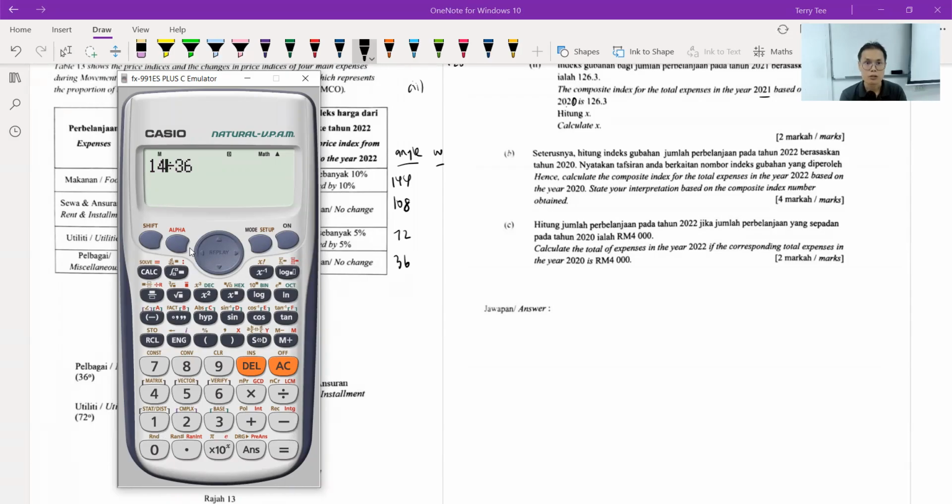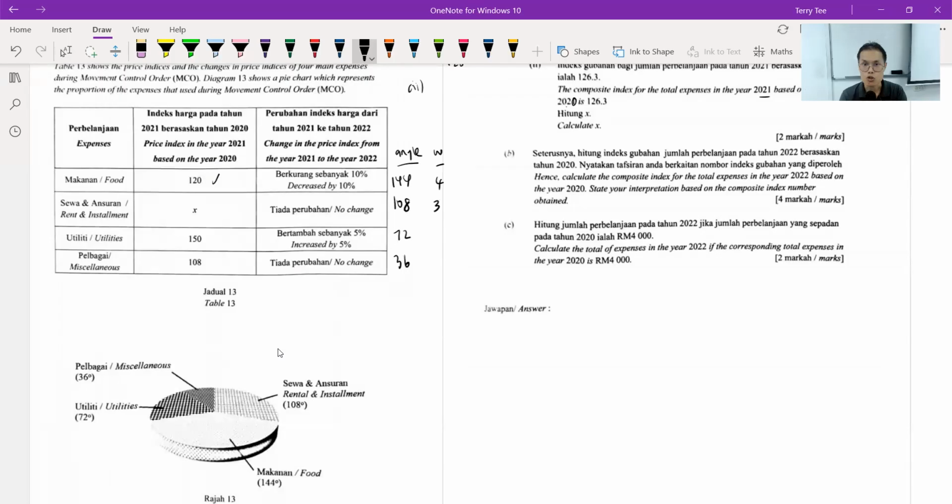144 here should be 4, right? Okay. 108 divided by 36 is 3. 72 divided by 36 is 2. 36 divided by 36 is 1. So normally I would simplify the weightage, so that the calculation is a lot easier to count, right?